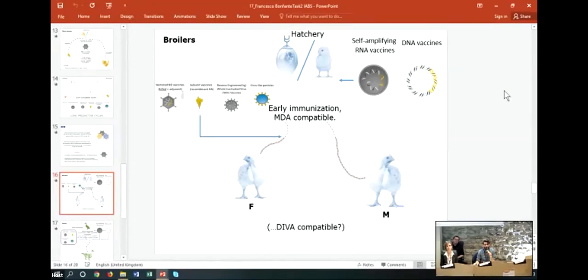So these, in many people's opinion, would put aside HVT strategy because it takes a month or so to become effective, and maybe opt for other options like DNA or RNA tools that will be available soon in the future, that could be applied at the hatchery level, or the use of other tools like the ones I listed on the left side of the screen, like subunit vaccines, whole inactivated vaccines, VLPs, that will, though, require a later application in order to be MDA compatible.